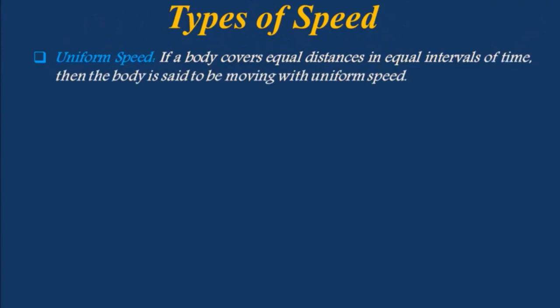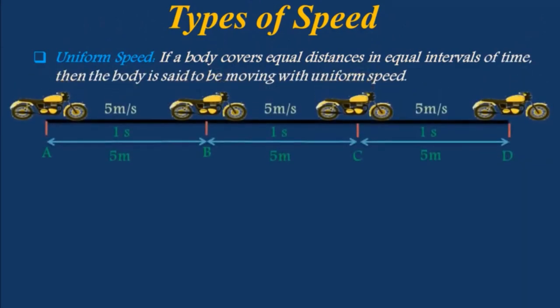Let us see the example. Here the motorbike is traveling with uniform speed because it covers equal distances in equal intervals of time. That means for each second it is traveling 5 meters. So it is in uniform speed.